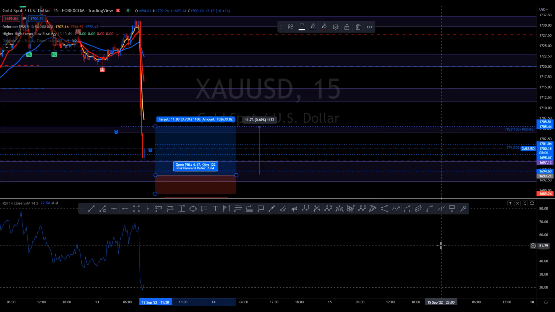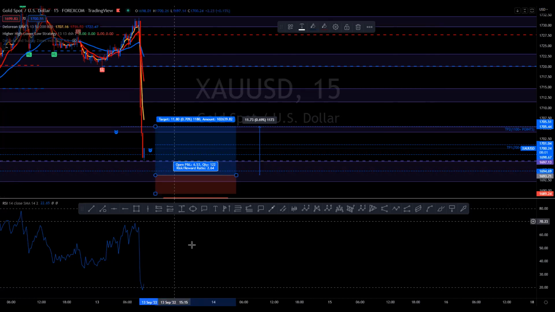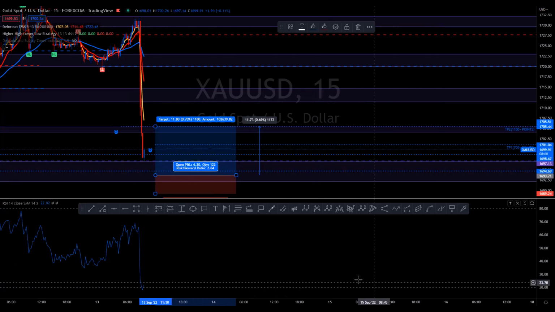Looks like price is pushing up, so I decided to go in for a buy. Looks like there's a very strong demand zone here. I'm going to take a shot. So we'll see what happens.